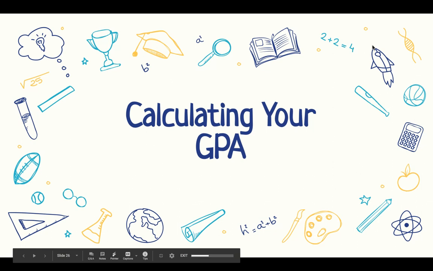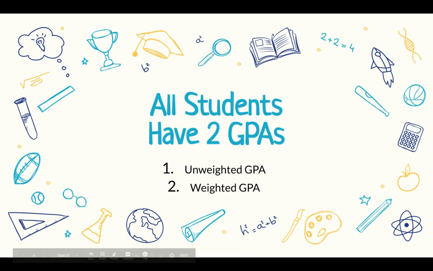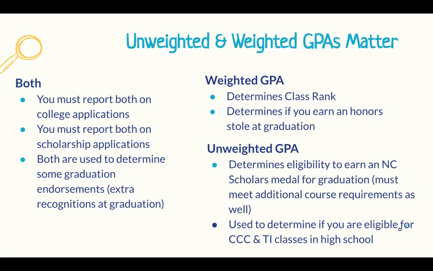In this video, we will discuss how to calculate your GPA. All students have two GPAs, your unweighted and weighted GPA. Both of these are used for college and scholarship applications and for graduation endorsements, which are extra recognitions or symbols by your name in the graduation program.